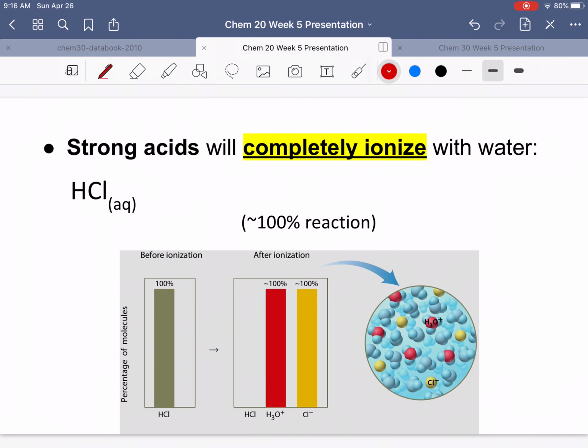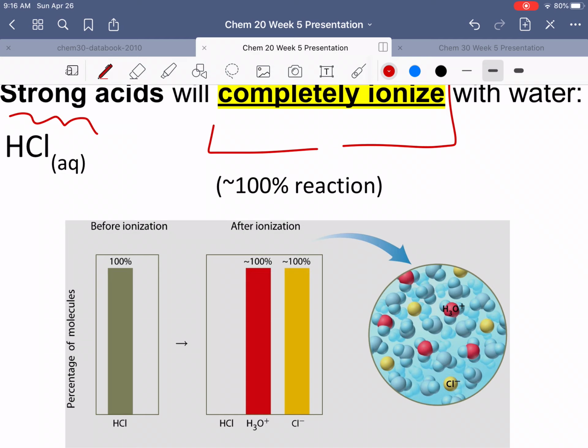Know this, guys. Strong acids, and this is why they are defined to be strong, will completely ionize with water. So if you look at this chart, and you've got this in your notes, we have, before ionization, our entire amount of hydrochloric acid, 100%, all of it. After the reaction, after it ionizes, look what happens. There is absolutely no hydrochloric acid left. It's gone. The original HCl is gone. Every last bit of it has ionized into hydronium and chloride ion.